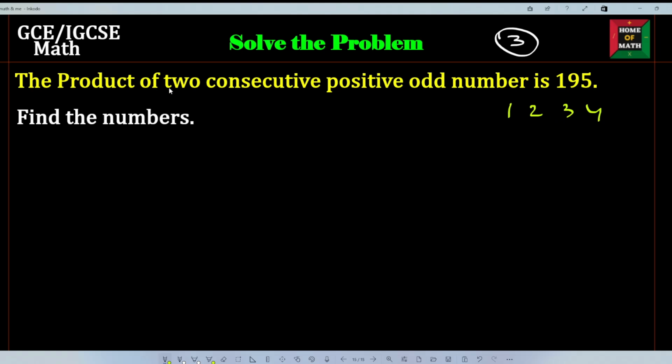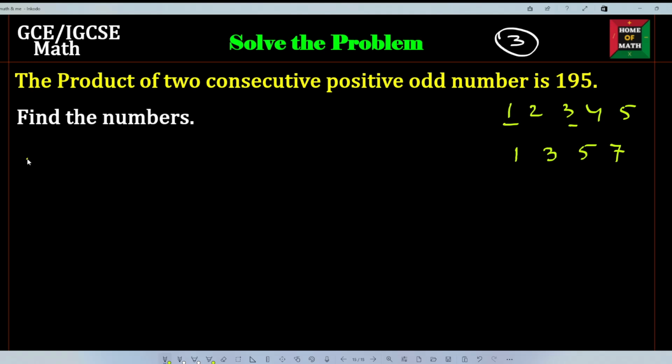Here it is the product of two consecutive positive numbers. It should be positive, not a fraction or any decimal number. And here is also another thing, the positive odd numbers. Odd means 1, 3, 5, like this. So consecutive odd numbers means 1, 3, 5, 7, like this. So the product, it means once we multiply two numbers, it will become 195. So what are the numbers?